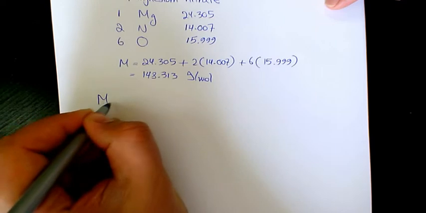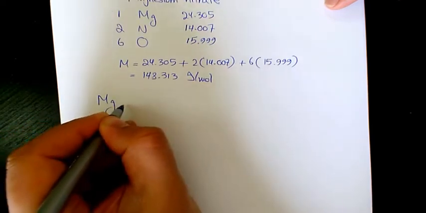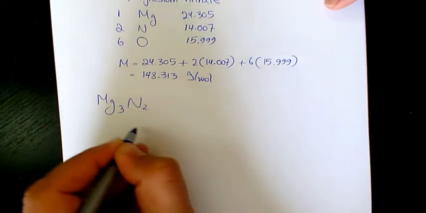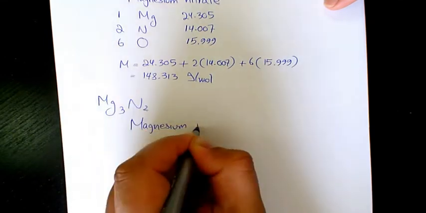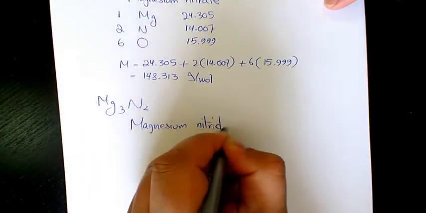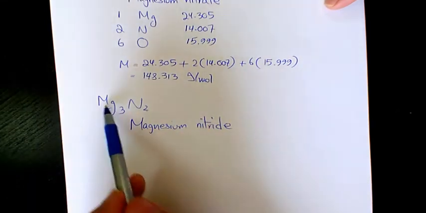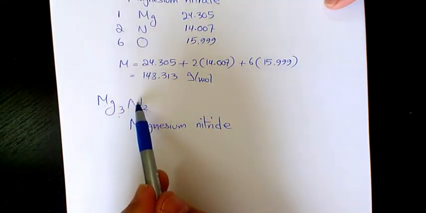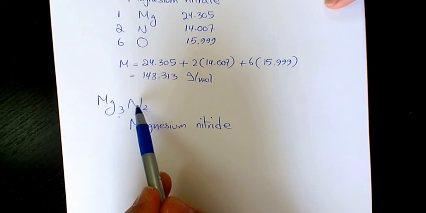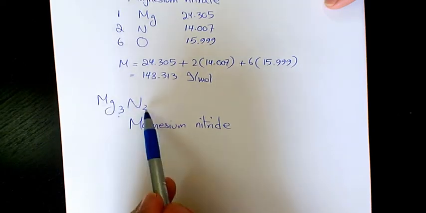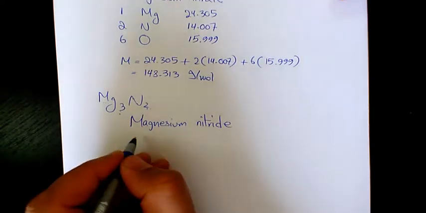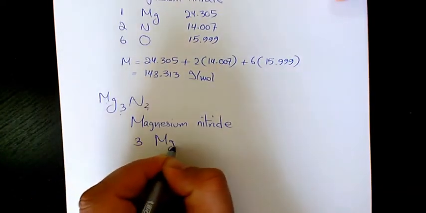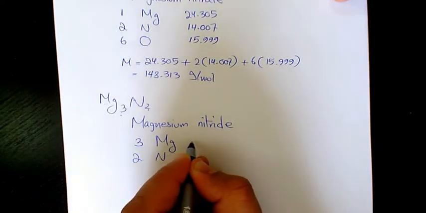Next one is Mg3N2 and we call it magnesium nitride. Mg3N2 because the oxidation state of N is 3 negative and Mg is 2 positive. So that's why we have Mg3 and 2. So 3 atoms of magnesium and 2 atoms of nitrogen.